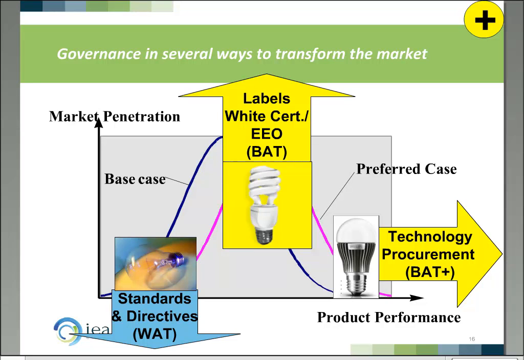And if we want to change that normal distribution, we could change it from the blue curve to the purple, from the base case to the preferred case. But we have to do it keeping in mind that there are three ways of doing it. One is to get away from the worst product, the worst available technology, here called the WAT, to promote the best available technology, and then try to find out if best available technology could be made even better, here called BAT+. But if we really want to have a change on the market, we have to apply all of them.